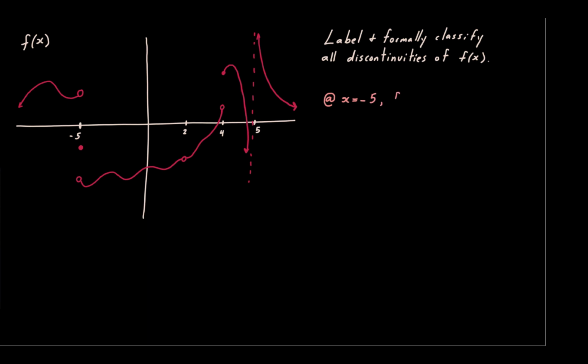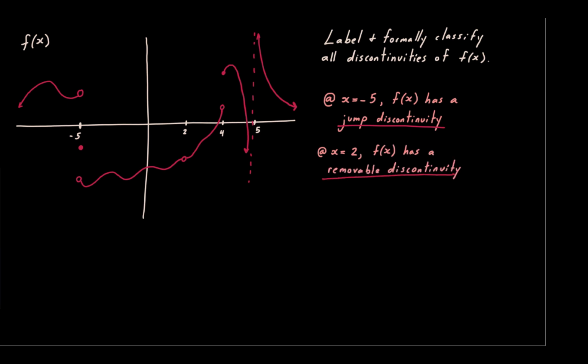Okay, so back at it, just working left to right. At x equals -5, there's a discontinuity. What type is it? It is a jump discontinuity because the overall limit doesn't exist. At x equals 2, f has a removable discontinuity because the function doesn't exist. The overall limit exists, but the function value doesn't exist.